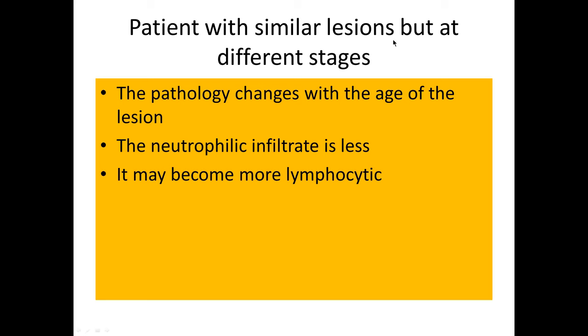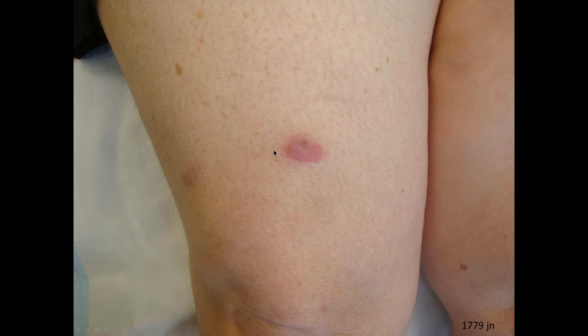What about the patient who has similar-looking lesions, but they're at different stages of evolution? The important thing here is that the path changes with the age of the lesion. The neutrophilic infiltrate is less in older lesions, and it may in fact even become more lymphocytic. Let's look at this particular case.